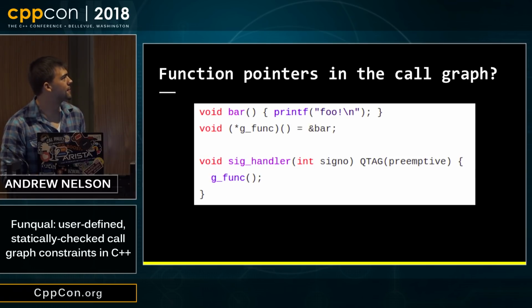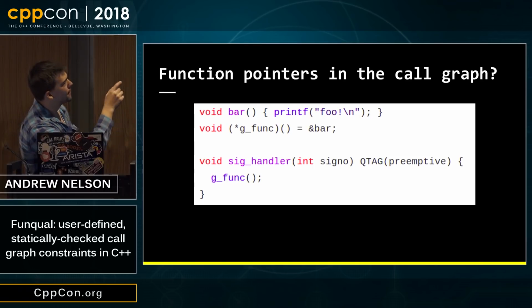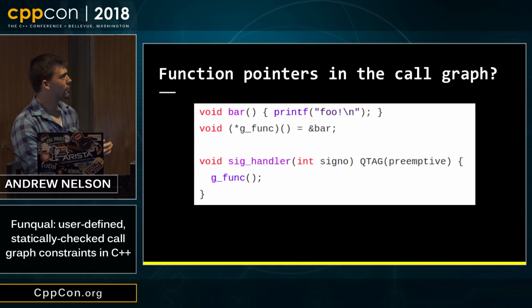What about function pointers though? In this example right here, you can kind of easily see that gfunc is always going to point to bar and bar calls printf. So just by inspection, we can tell that this code is problematic. But for a lot of code, it's more complicated. We cannot tell at compile time what gfunc could refer to.